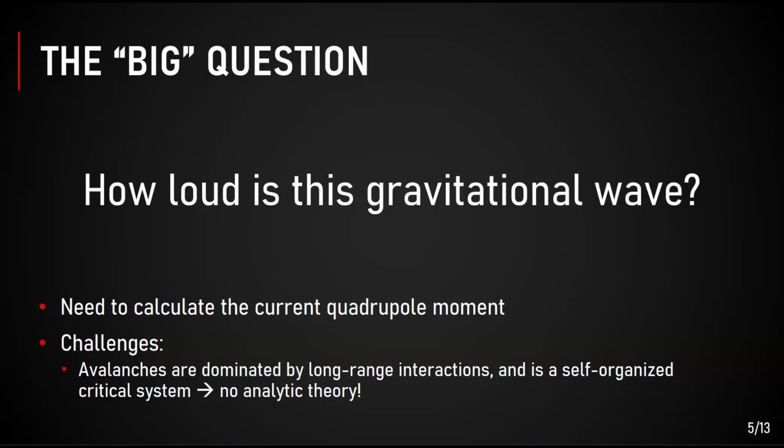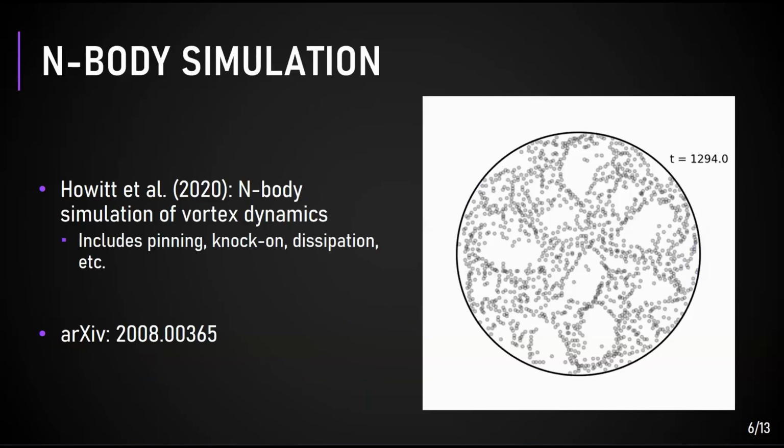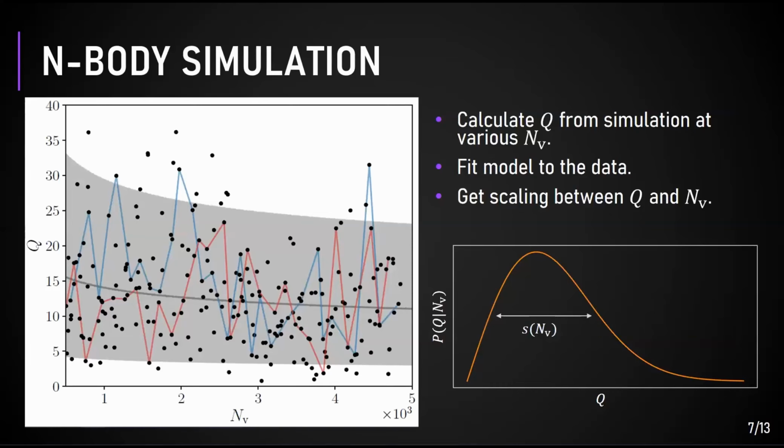If you're familiar with sandpile systems, there's no way to just write down the answer. So how do we deal with it? George has a simulation that captures a lot of the features that I talked about: pinning, knock-on, dissipation, all sorts of things. George's code ran up to about 1,000 vortices or so, and produces this animation that I'm showing, where you can see glitches happening occasionally. And yeah, so what I've done is I took George's simulation and calculated the current quadrupole moment from the vortex configuration.